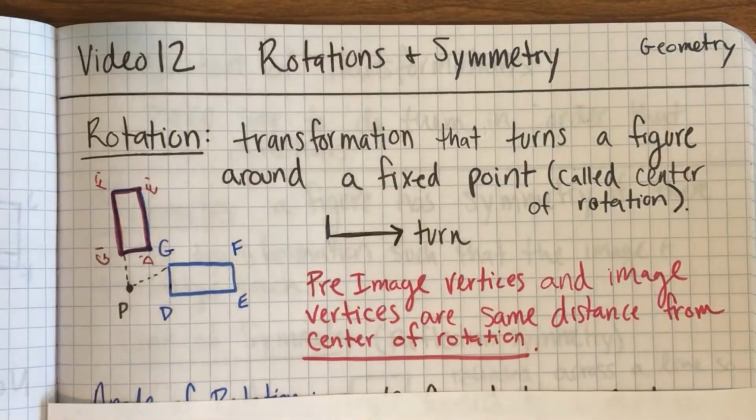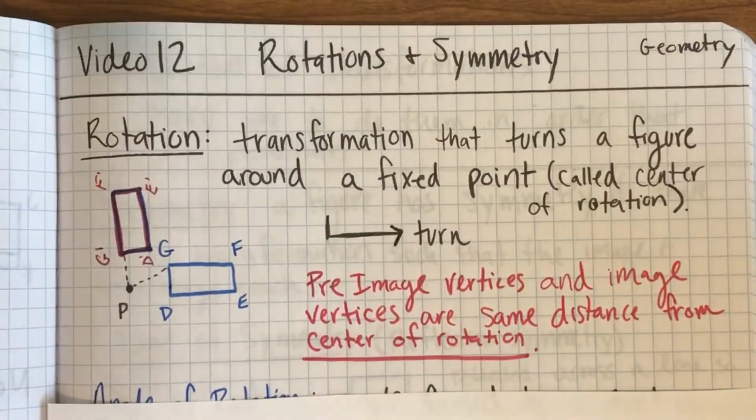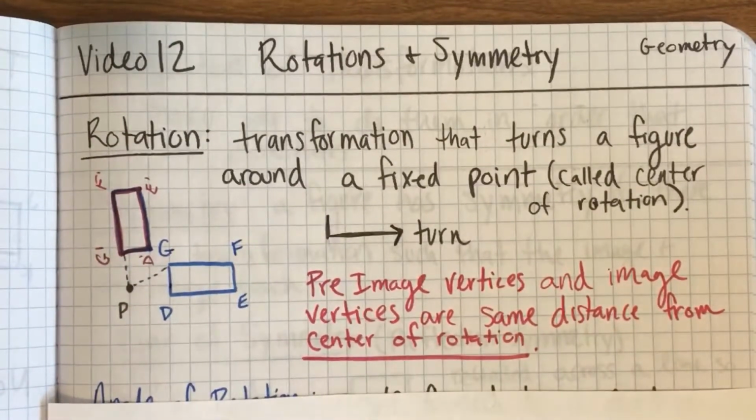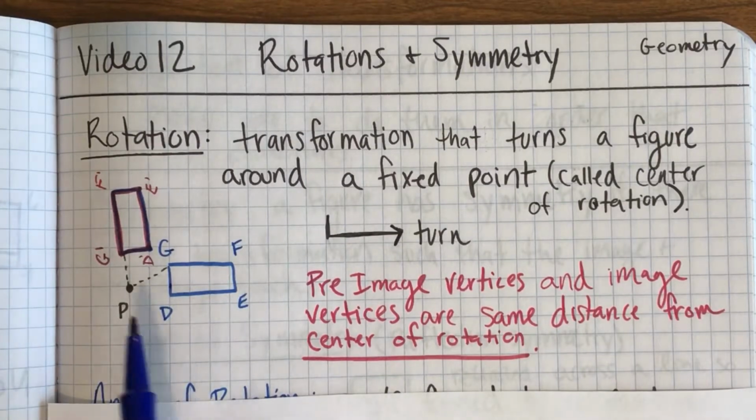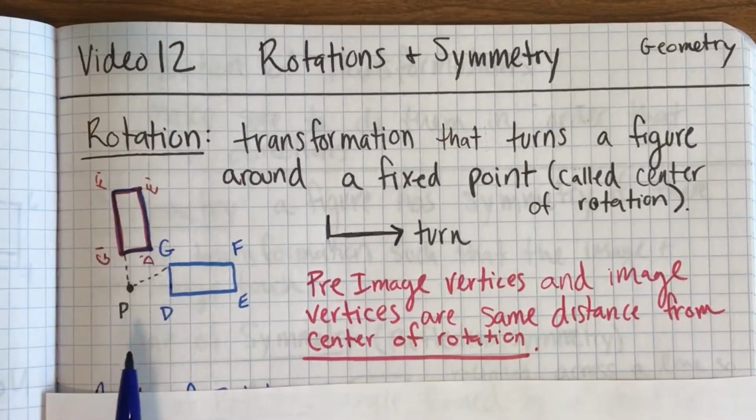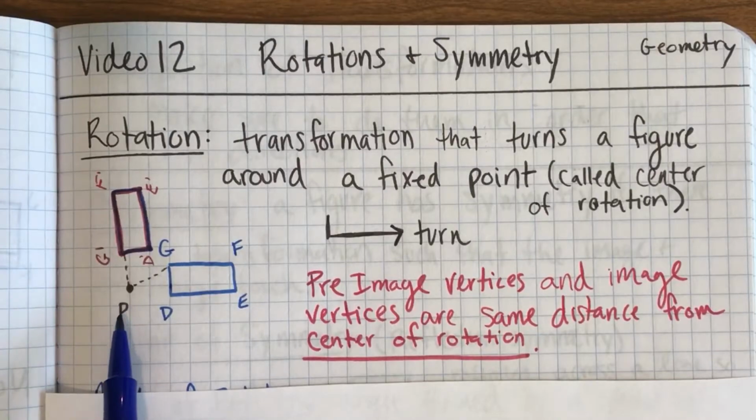This is video 12 for geometry, kind of part 2 of transformations. We're going to be talking about rotations and symmetry. So getting started, looking at rotations, it turns a figure around a fixed point, and that fixed point is called the center of rotation. So here in this picture, our fixed point would be P.